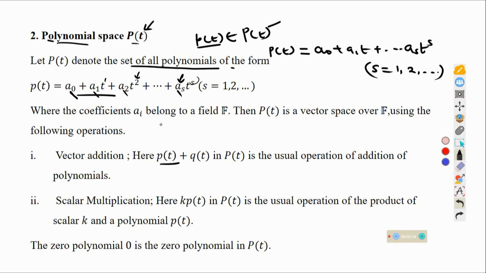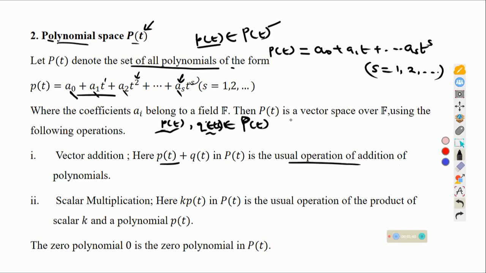That is, if, for example, you pick p(t) and q(t) from this given set, this is capital P, and these are small p and q. Now, we need to deal with addition, that is, getting p(t) plus q(t). So how do we add any polynomials from this given set? We use the usual operation of addition of polynomials.